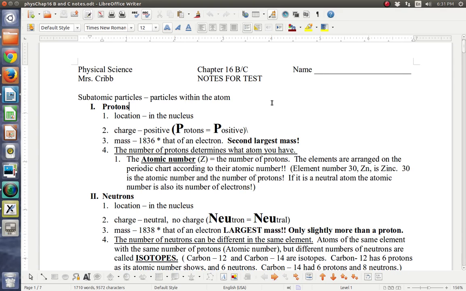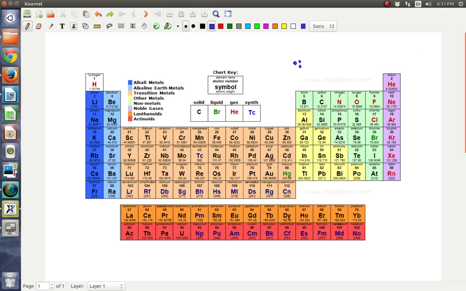Okay guys, I'm going to go over some of the information from the 16B and C notes so you can do some of your homework this week. You need to pull out your notes to chapter 16B and C. We're going to talk about protons, neutrons, and all the concepts are on this page, so you need to refer back to this page somewhat. And I'm also going to be looking at a periodic table, which is this one right here.